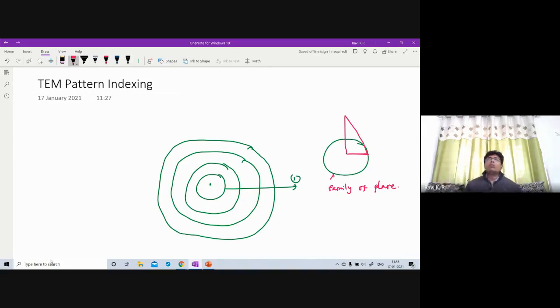It can be 100, 110, whatever it may be. It's a family of planes. Okay, the concept-wise it is more or less similar. This is here 2 theta. Let us assume that this is some distance r. This distance, which we generally call distance L, is called the camera length.